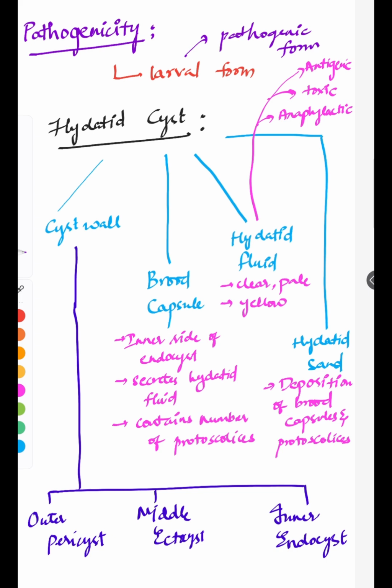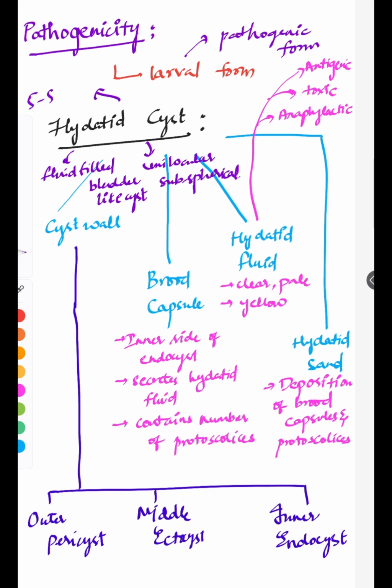Firstly, I told you that it is a fluid filled bladder like cyst, right? So it is a fluid filled bladder like cyst. And next, it is unilocular, and is subspherical in shape, and it measures 5 to 8 centimeters. That is the average size of the hydatid cyst.